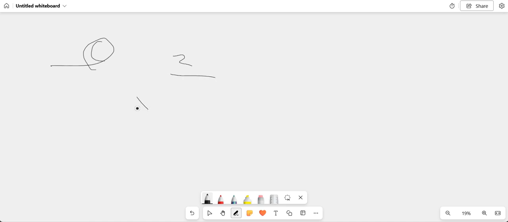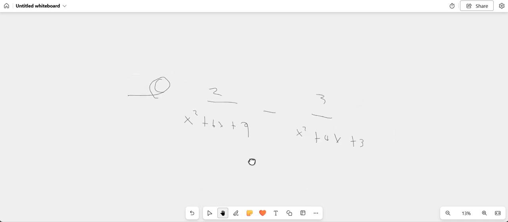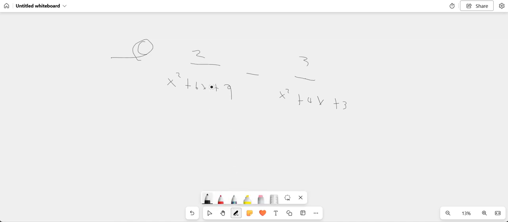2 over x squared plus 6x plus 9 minus 3 over x squared plus 4x plus 3. Okay, cool. So how do we factorise that then? Again, you're going to use polynomial mode on your calculator, or you can use clock, but you can use polynomial. Use polynomial on the one on the left-hand side here, on the bottom, and you'll see that that's 2 over x plus 3.